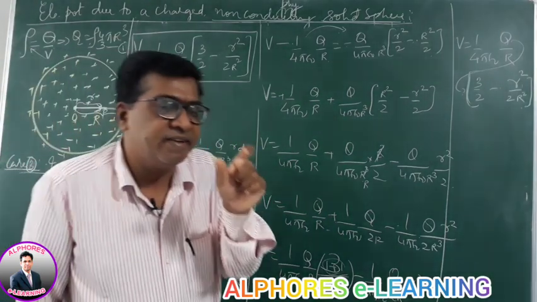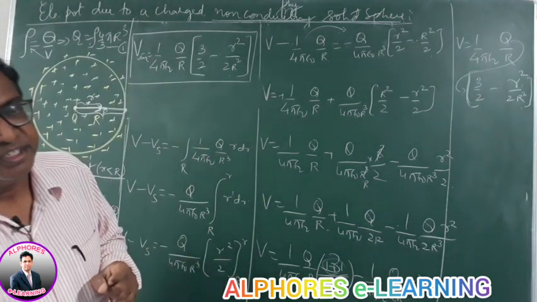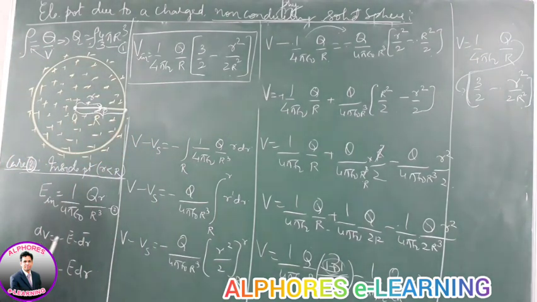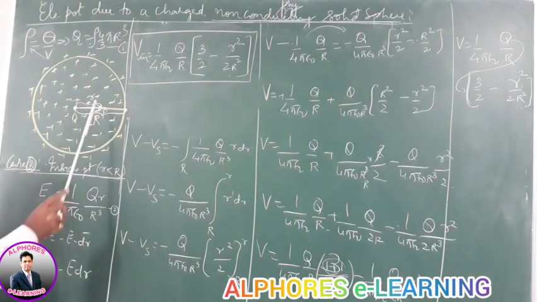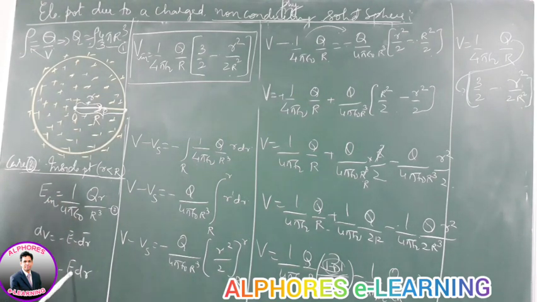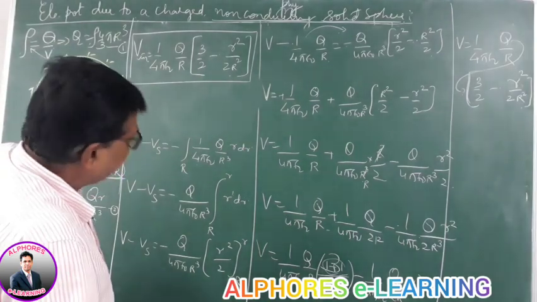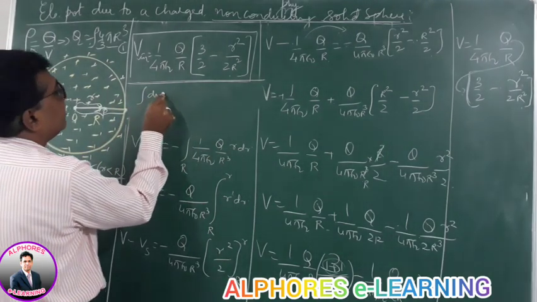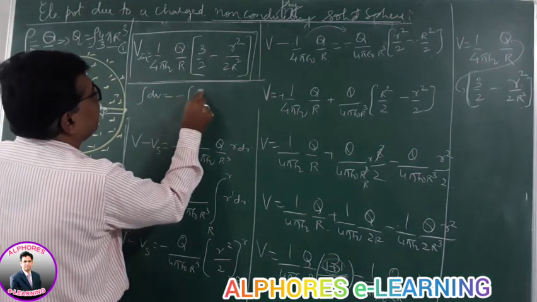And potential difference is work done per unit charge. dV is equal to W by Q, W is F dot dr, or dV is equal to minus E dot dr. Well, electric field here and the displacement vector both are in same direction, cos 0 is 1, E dr. So dV is minus E dr. Integrating. So integrating, I get integral dV is equal to minus integral E dr.